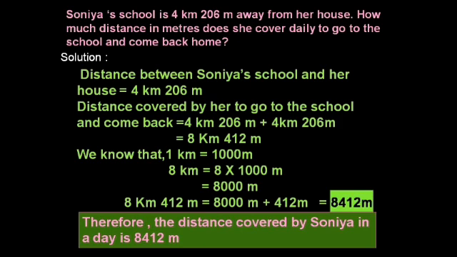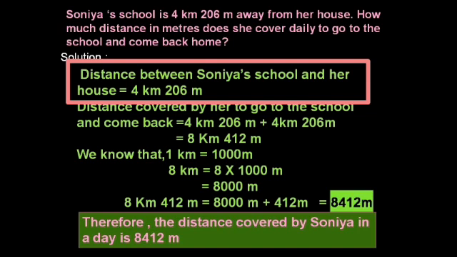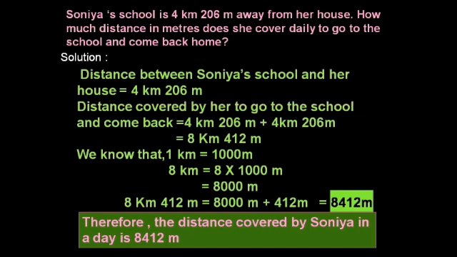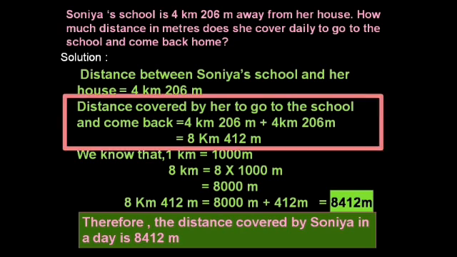So now our first statement will be distance between Sonia's school and her house, that is 4 kilometers 206 meters. So distance covered by her to go to school and come back, we will add 4 kilometers 206 meters plus 4 kilometers 206 meters. Here we have added 4 kilometers 206 meters twice because to come to school and to go back is the same measurement being used. So adding 4 kilometers 206 meters twice is equal to 8 kilometers 412 meters.